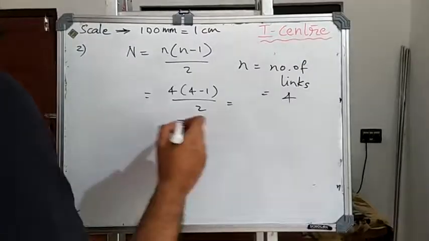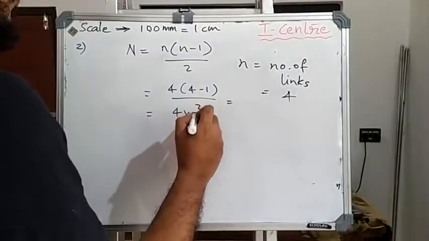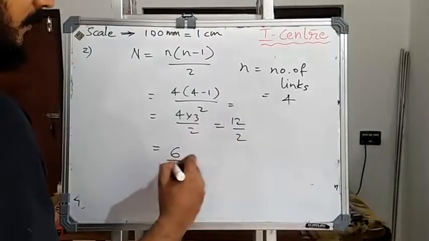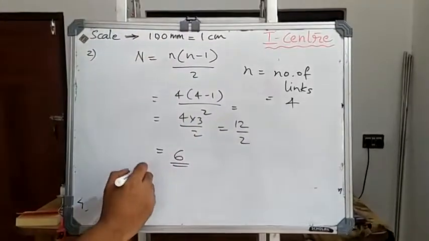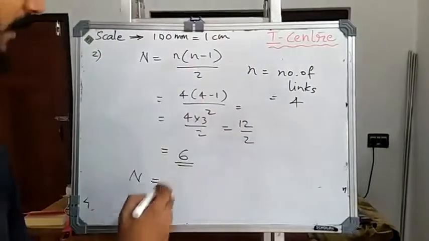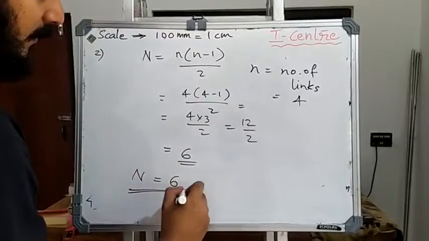N is equal to 4 into 4 minus 1 by 2, which is equal to 4 into 3 divided by 2, which is equal to 12 by 2, which is equal to 6. So, we have a total number of I centers generated within the given mechanism as 6.